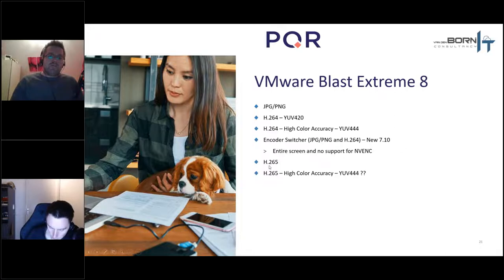They also have H.265, and they also have H.265 with high color accuracy. I think Citrix doesn't have it, but it's the YUV 444 mode. This is new, and we could not get this up and running in our lab. So that's why the question marks are there.